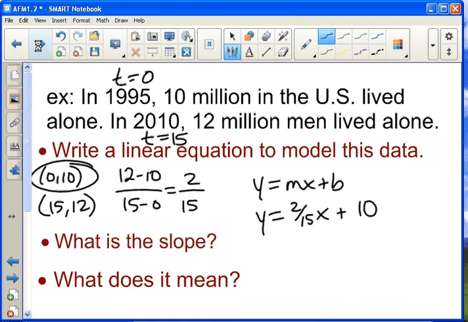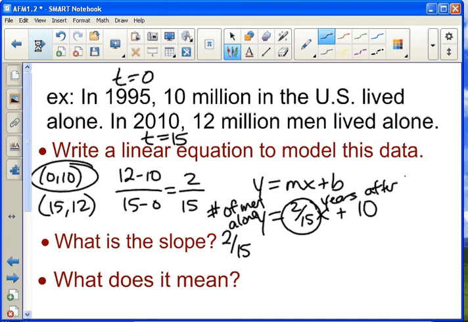So the next question says, what is the slope? Well, the slope is right here. It's 2/15. What does the slope mean? Okay, here's what I want to make sure you start to get in your memory. Slope is always the change in y per x. So let's look at our equation and think about what the y and the x really are. Y represents the number of men living alone. X is years after 1995.